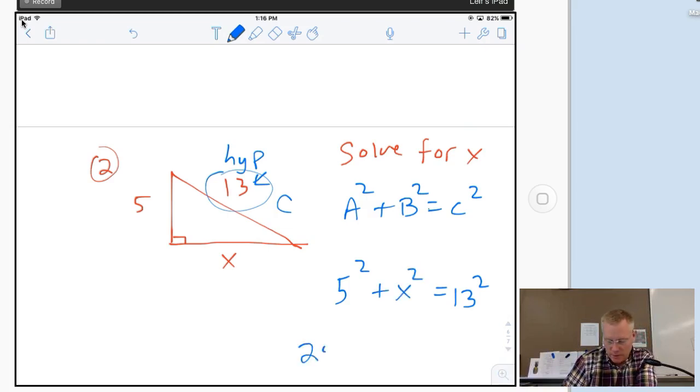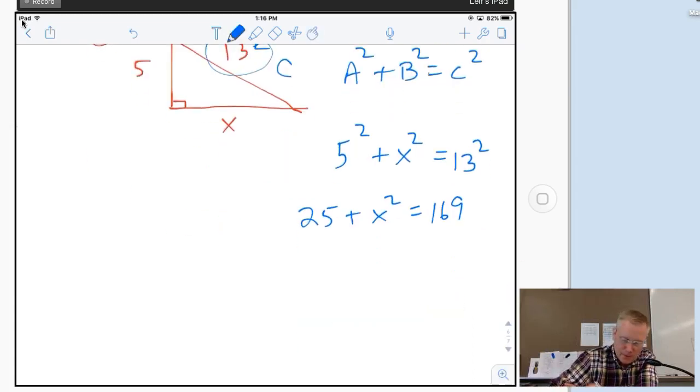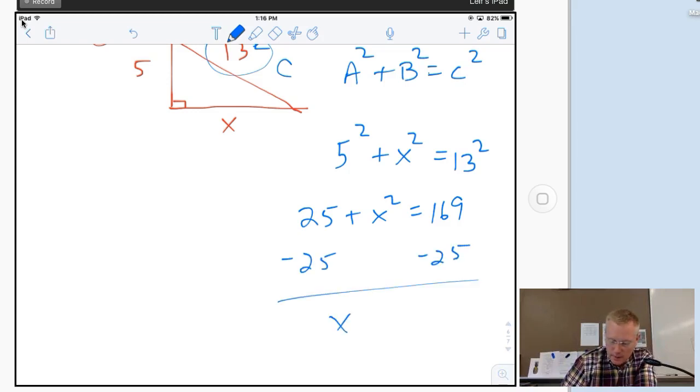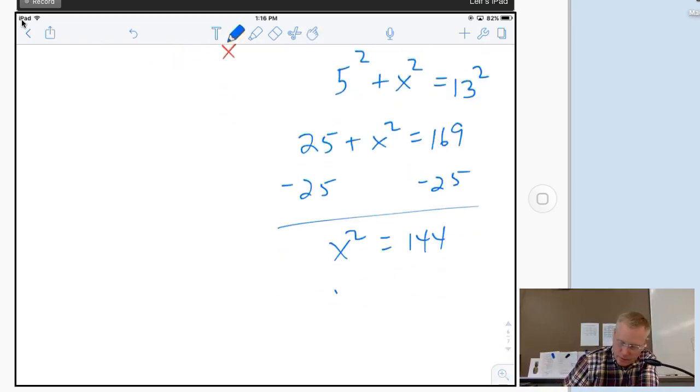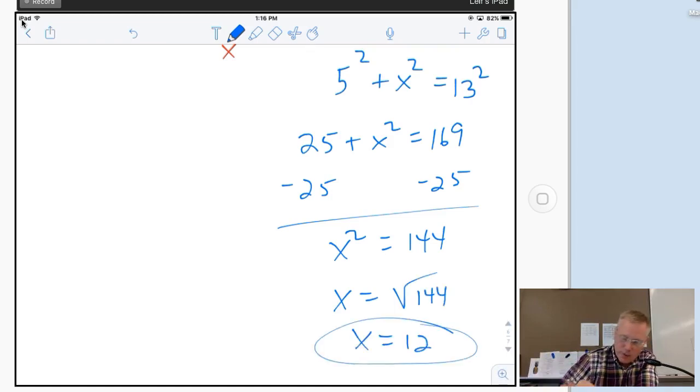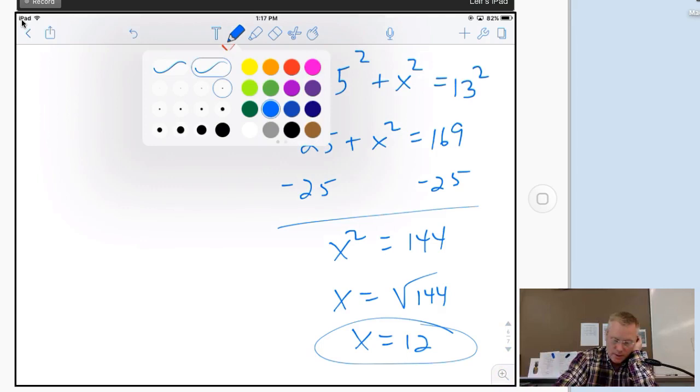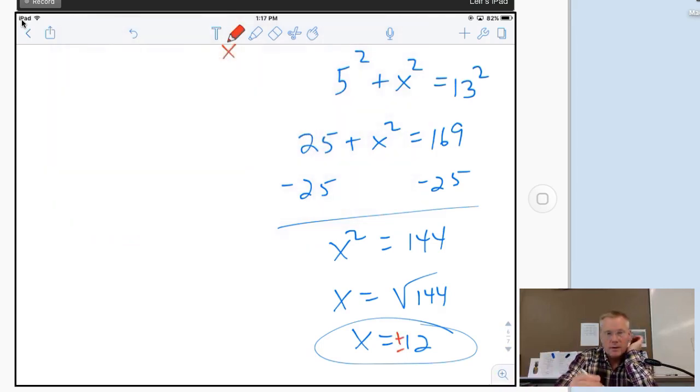Okay, 5 squared is 25. 13 squared is 169. And now I'm going to solve it like a regular equation. Subtract 25 from both sides. And I get x squared equals 144. And I take the square root of 144, and I get my answer of 12. Just positive for this one because it's a triangle. I know that usually when you do that, you're going plus or minus on that answer, but you can't have a triangle with side negative 12. Therefore, it doesn't make sense to use that answer in this case.